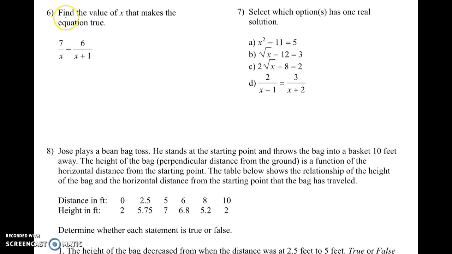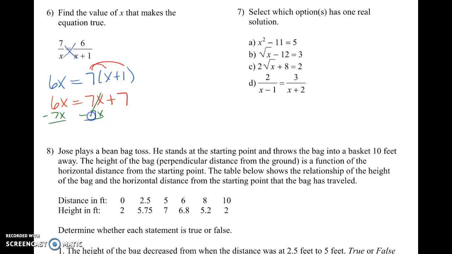Okay, for question number 6, it says find the value of x that makes the equation true. So I'm going to go ahead and solve this by cross multiplying. I'm going to get 6x equals 7 times x plus 1. And now I'm going to distribute that. So I have 6x equals 7x plus 7. And now if I subtract over the 7x to move all my x's to one side, I get negative x equals 7. So when I divide by that -1, I'm going to get x equals -7.